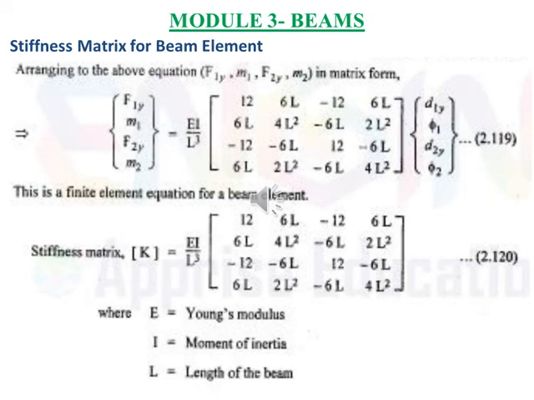So for a given beam element, if the Young's modulus of elasticity E is known, the moment of inertia I is known, and the length of the beam element is known, we can derive the stiffness matrix and then solve the beam element for the calculation of the force vectors and the displacement vectors. So this is the derivation for the stiffness matrix of the beam element. You are expected to remember this stiffness matrix while solving the problems.